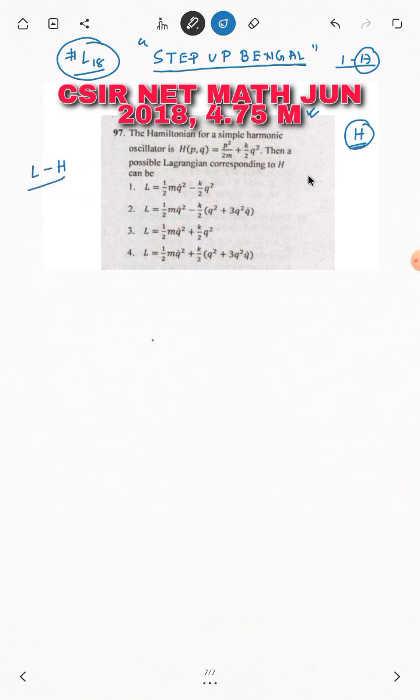Again, the question is very much similar. Here H is given, look at the beauty. Here H is given to be p square by 2m plus k by 2 into q square. This is our H, and they have asked us to solve what will be the corresponding Lagrangian.